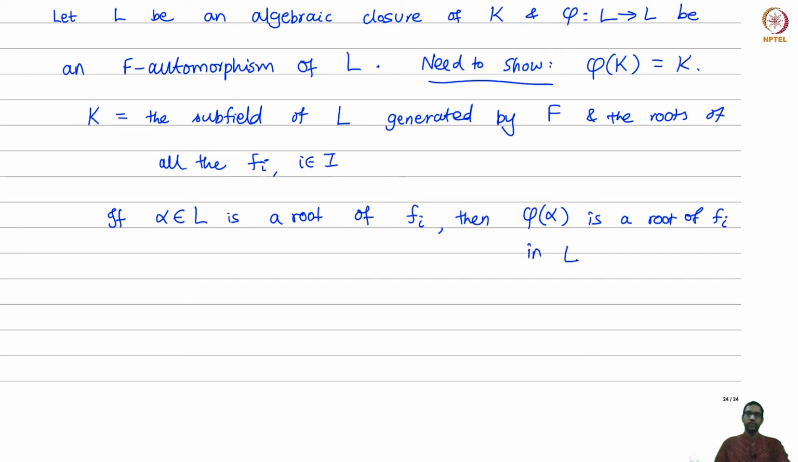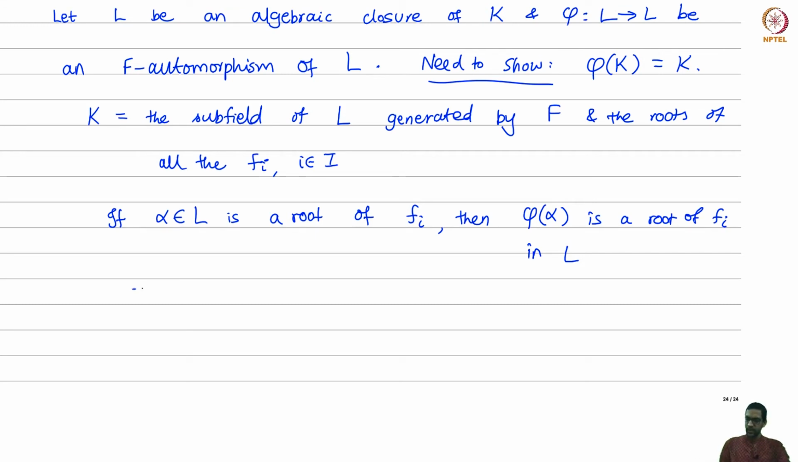Why is that? Because in the earlier proof it was L and L dash when we were trying to show uniqueness of splitting fields. Here it's an automorphism, so on both sides we have L. So if alpha is a root of f_i, then when you apply phi to it, it continues to be a root of f_i, again in L. And why was this? Because the map phi was identity on the base field. It was identity on the coefficients. So you concluded that phi alpha is again a root.